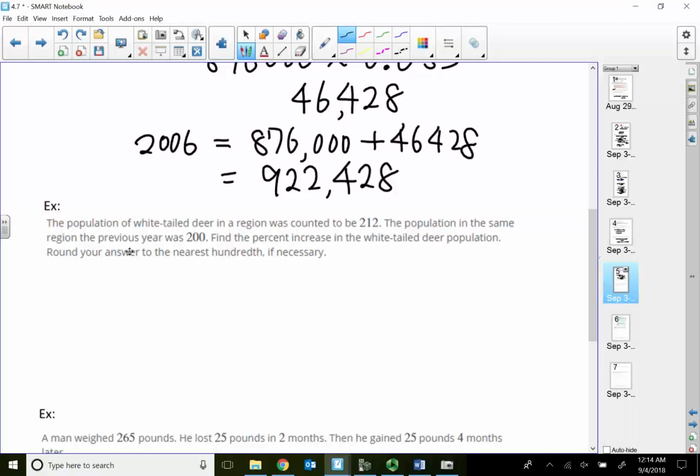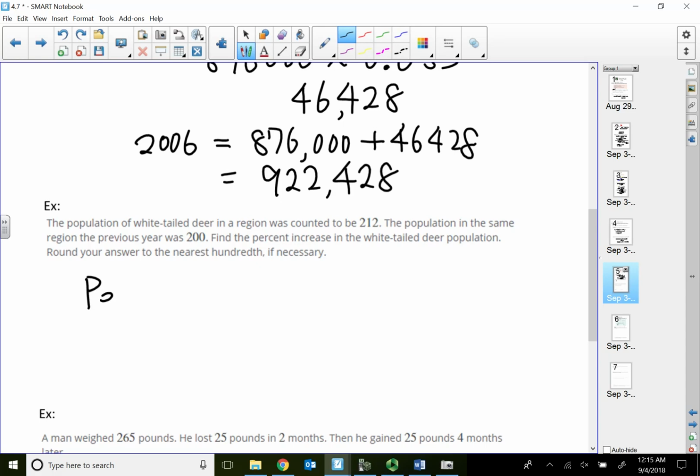The population of white-tailed deer in a region was counted to be 212. The population in the same region the previous year was 200. Find the percent increase in the white-tailed deer population. In the same region, the previous year was 200. Now this year is 212. So we actually had an increase. Let me write this down.